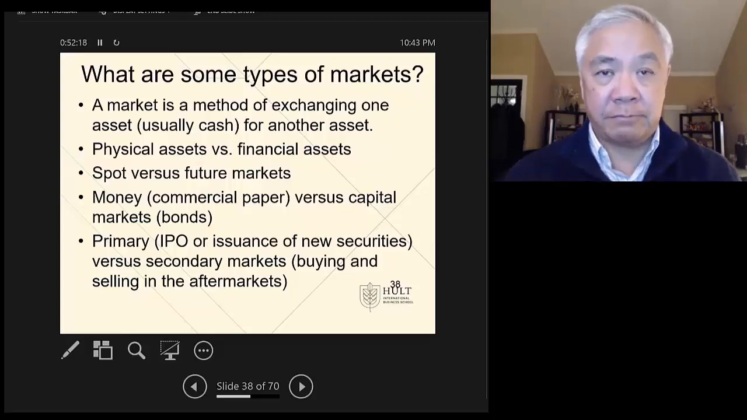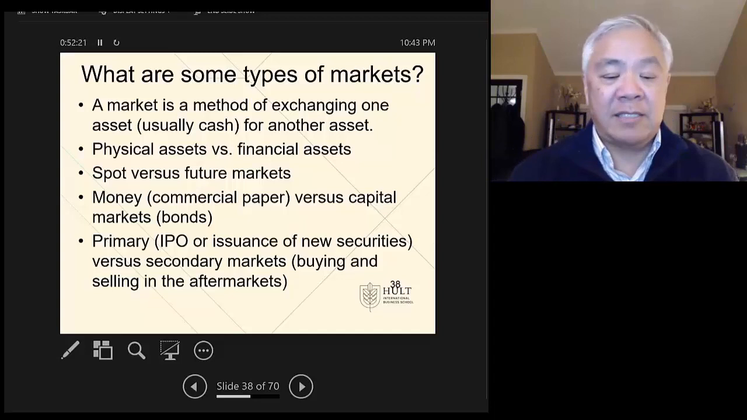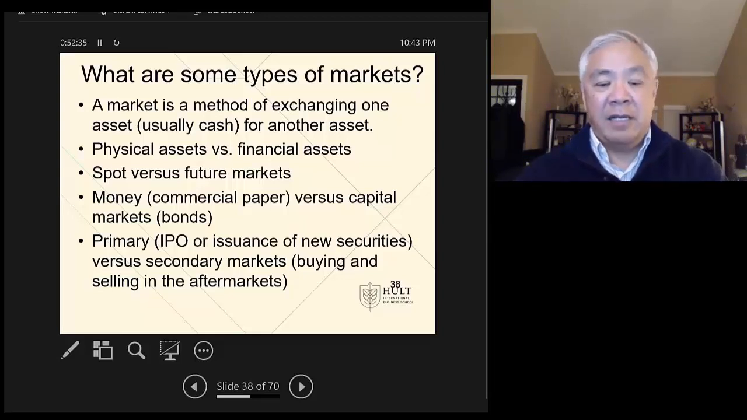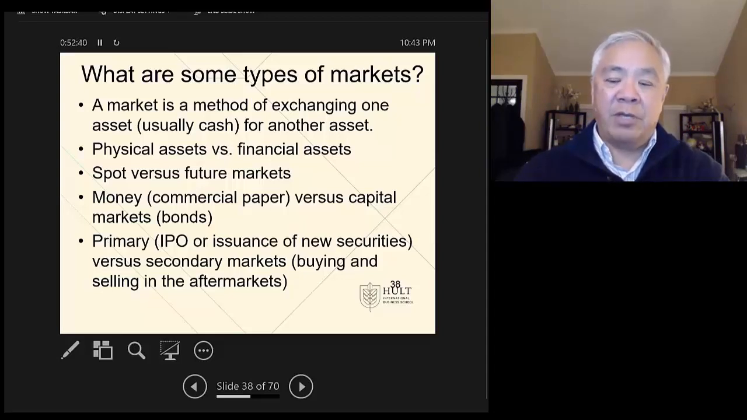Money markets deal with paper, commercial paper, monetary assets versus capital markets, which are bonds with durations of more than 1 year. Primary markets are where we have new securities like an IPO versus secondary markets where after a company's gone public, the person that first bought the stock now wants to sell it. That's considered a secondary market. So after the first issuance, it goes from a primary or an IPO to a secondary market.